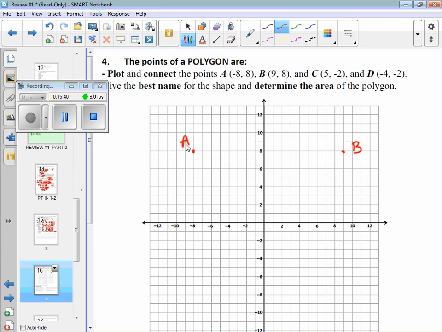C is 5, and then negative 2. And then negative 4, negative 2. Yep, I made a mistake already. Thank you. Negative 4, negative 2. There it is. Okay. When you connect it, yes, you have a trapezoid. Trapezoid is our shape.